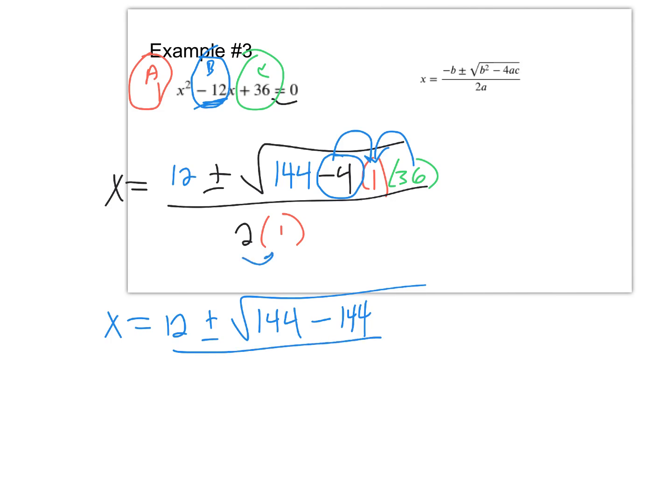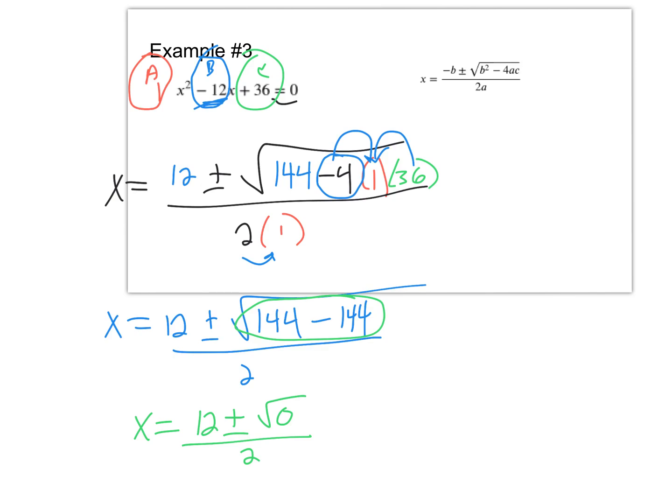Well, that's good. And 2 times 1 is 2. Okay. So now let's do the work under the radical here. X equals 12 plus or minus radical 0 divided by 2.